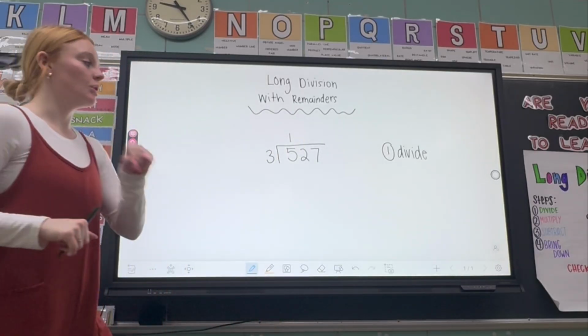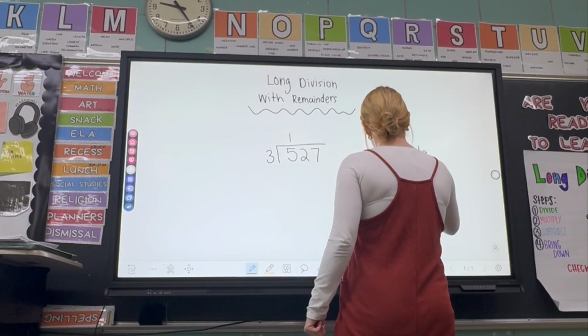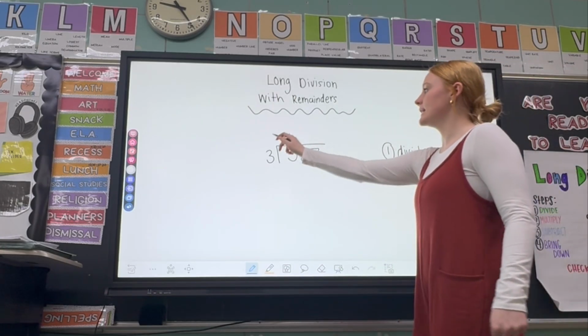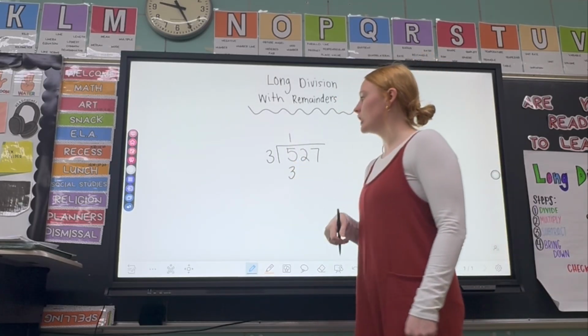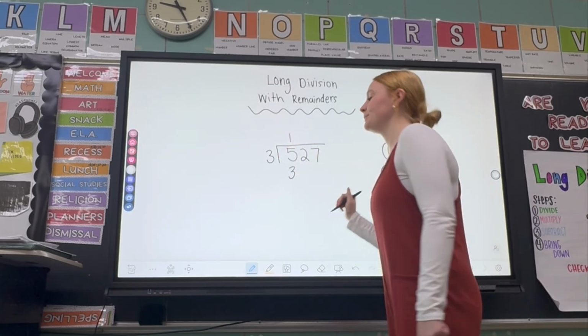My step 2 is to multiply. So now I multiply 1 times 3. 1 times 3 is 3. I'm going to put that 3 right here. Super important to make sure our numbers are nice and neat and in line.